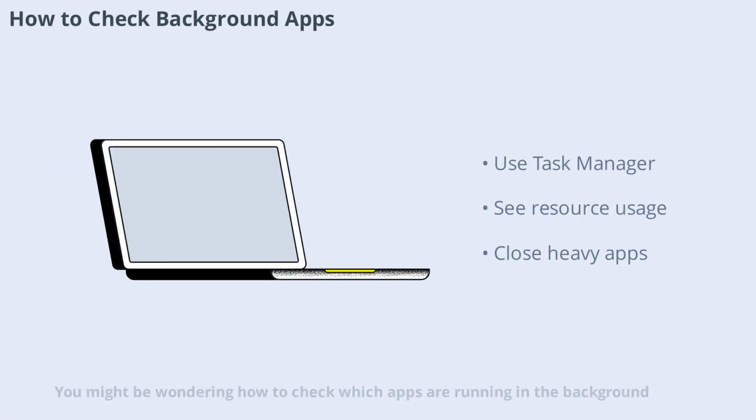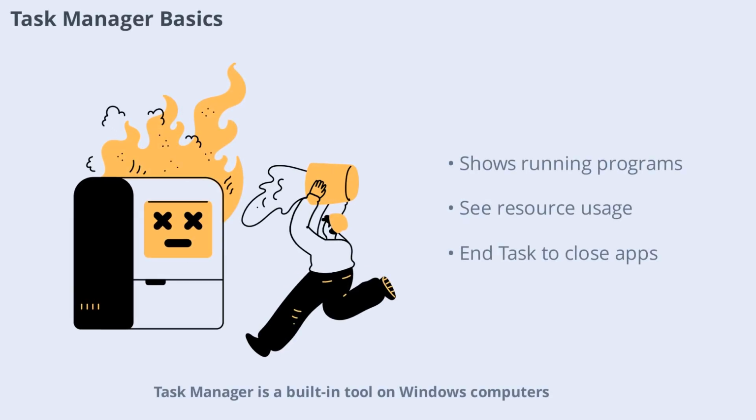You might be wondering how to check which apps are running in the background. On Windows, you can use Task Manager. Just press Ctrl plus Shift plus ESC and you'll see a list of all running apps and how much CPU, RAM, and internet they're using. This makes it easy to spot apps that are using a lot of resources and close them before you start gaming. Task Manager is a built-in tool on Windows computers.